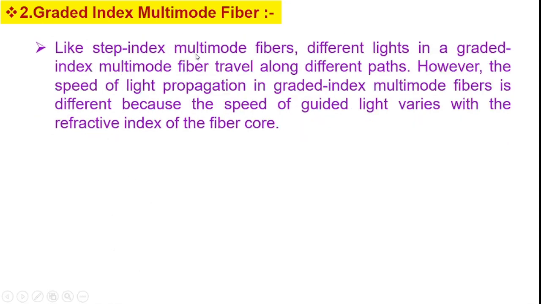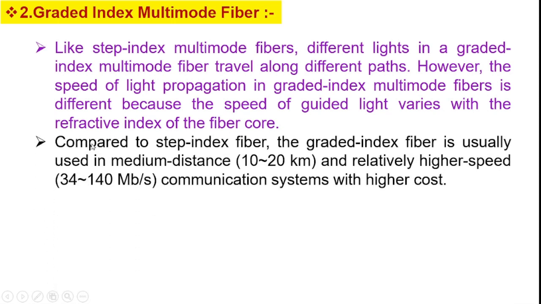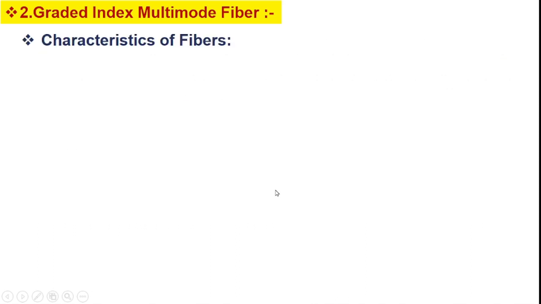Like step index multimode fibers, different lights in a graded index multimode fiber travel along different paths. However, the speed of light propagation in graded index multimode fiber is different because the speed of guided light varies with the refractive index of the fiber core. Compared to step index fiber, the graded index fiber is usually used in medium distance and relatively high speed communication systems with higher cost.